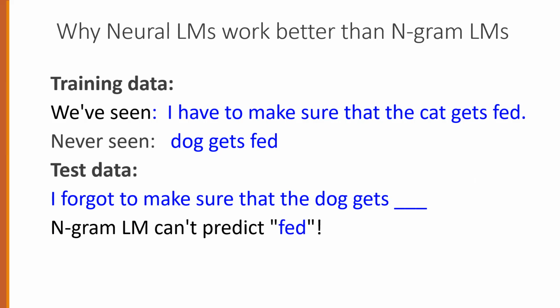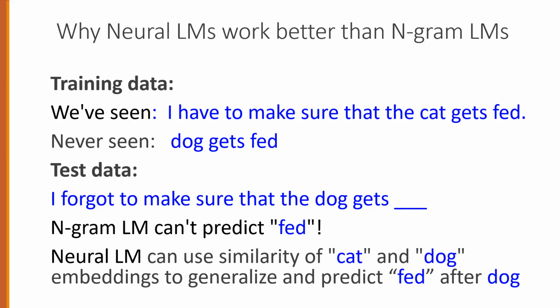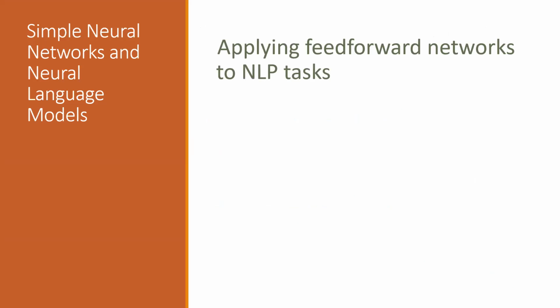If it's an n-gram LM, it cannot predict "fed" because it has never seen the prior words "dog gets" in its training data. But if it's a neural LM, it can predict it, because neural LMs can use the similarity of the cat and dog embeddings to generalize and predict "fed" after "dog". So we've seen how simple feed-forward networks can be applied to various NLP tasks.